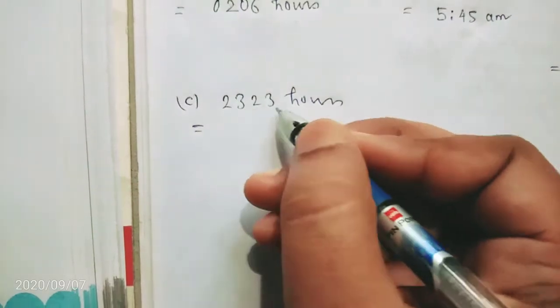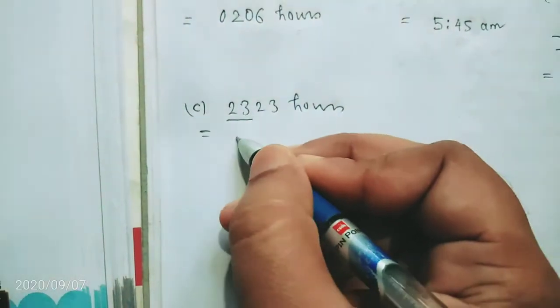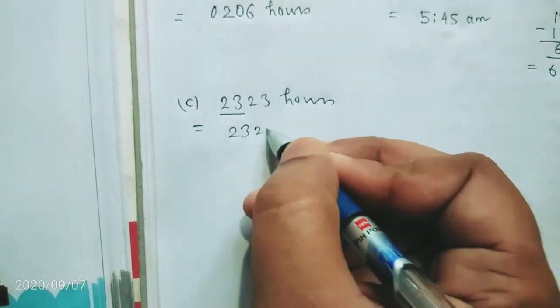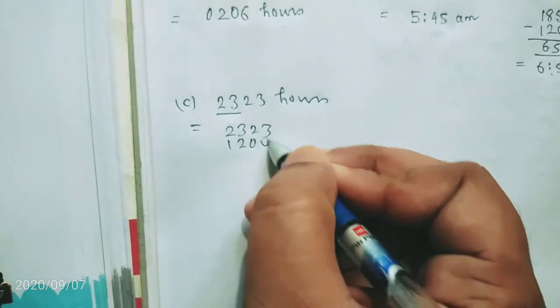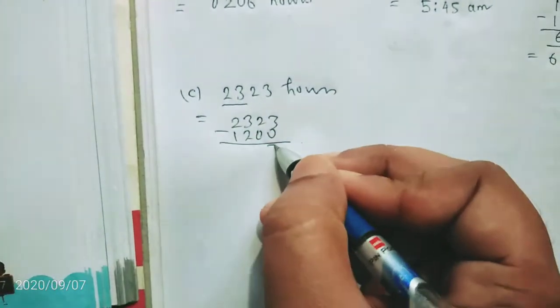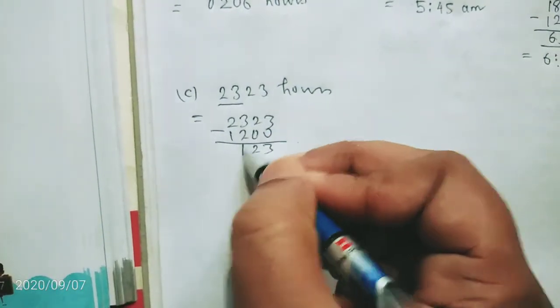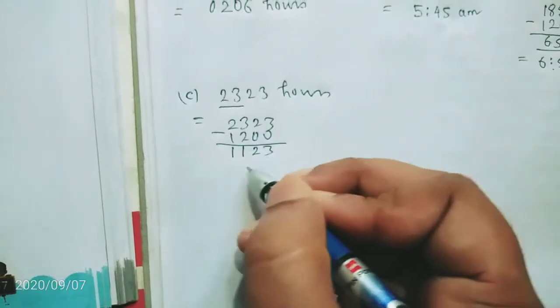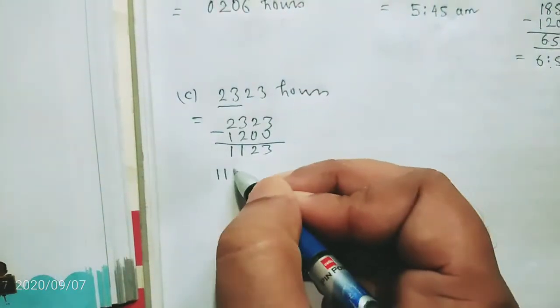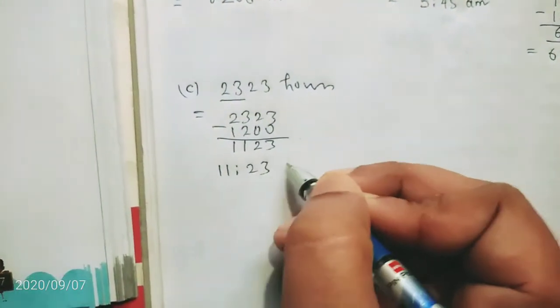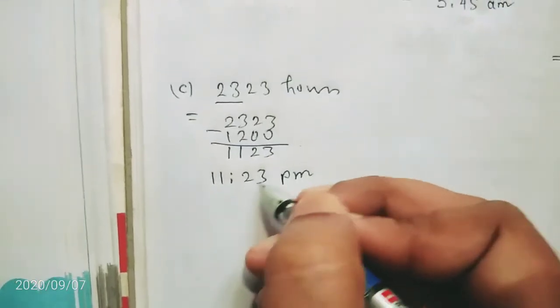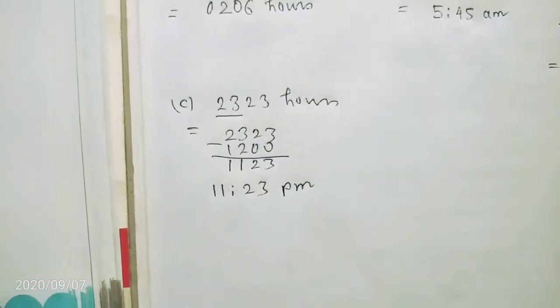Here it is given 23, that means it is more than 12, so you will subtract 1200 and it will come in PM. So it is 3, 2, 3 minus 2, 1, and 2 minus 1, 1. That means it is 11 dot 23 PM. Okay, it is at night. So this is the way of doing the question.